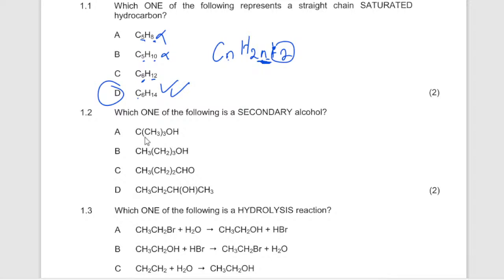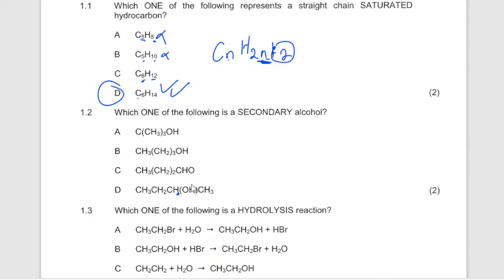If you look at this, it's not, this is not, because this is having this, and then this is just a straight chain, and then this is not. They're saying secondary, so because there is no hydrogen here, it shows that this is here on top.